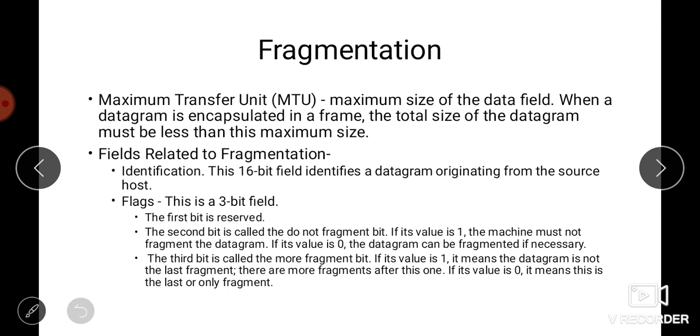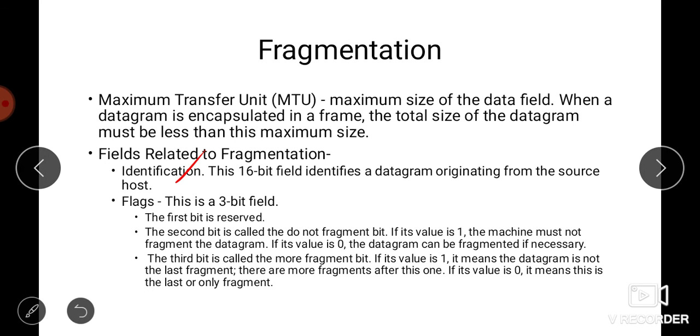So MTU we have already seen. This is the maximum transfer unit, maximum size of the data. Fields related to fragmentation. So first of all, we have seen identification. So this is a 16-bit field which identifies a datagram which has originated from the source.